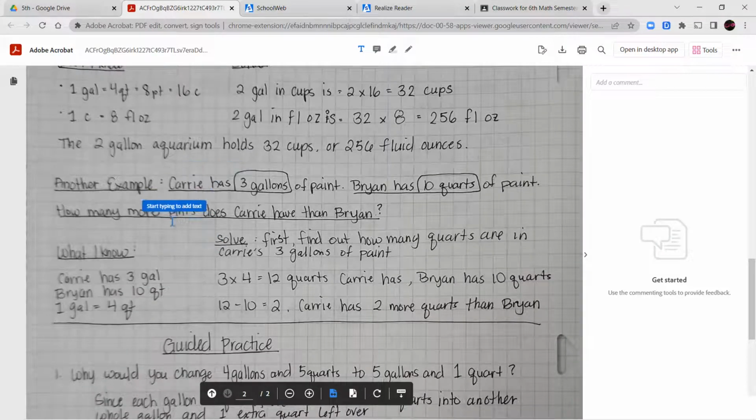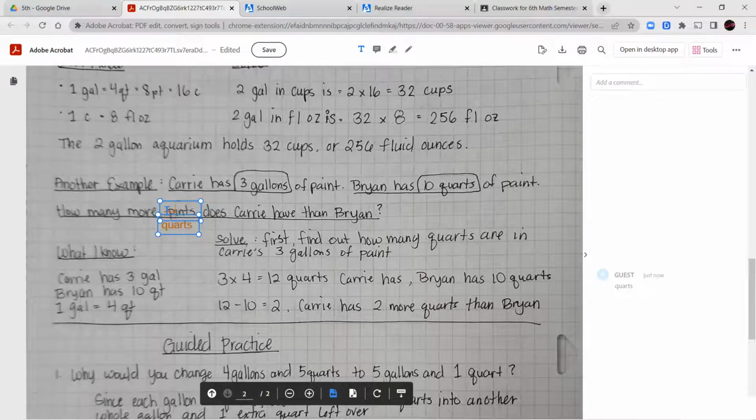So over here, this is meant to say quarts. And this is not supposed to say pints, so I apologize for the typo there.